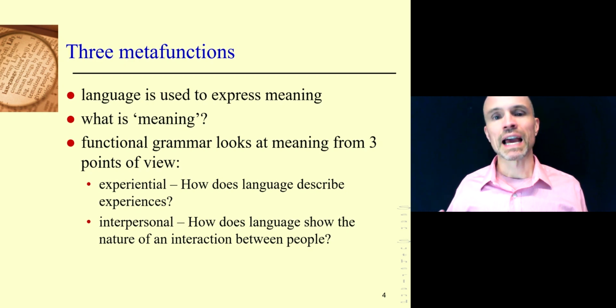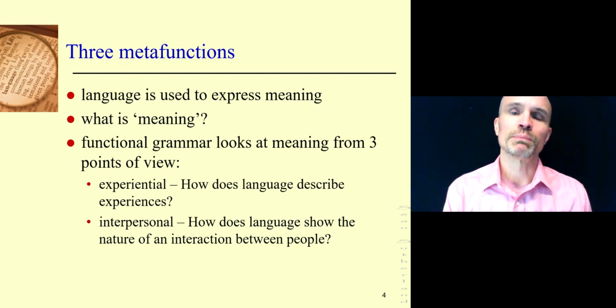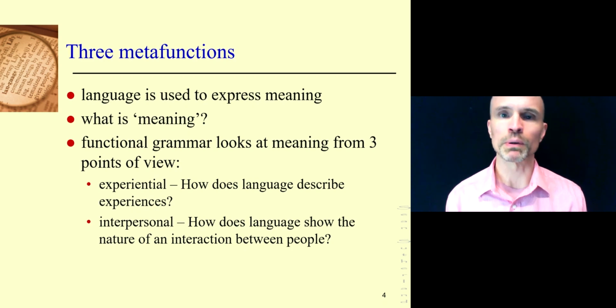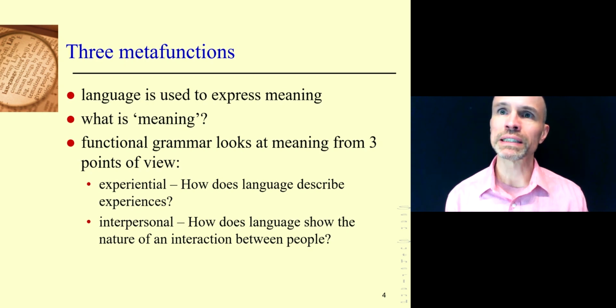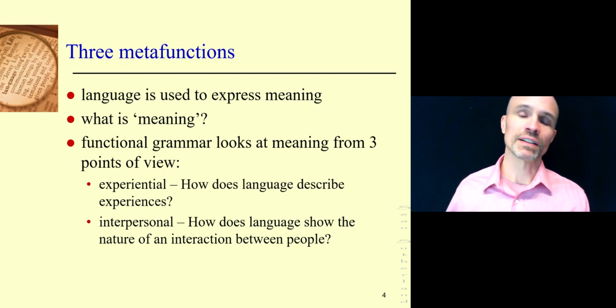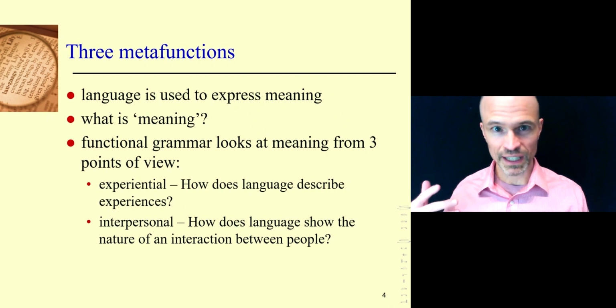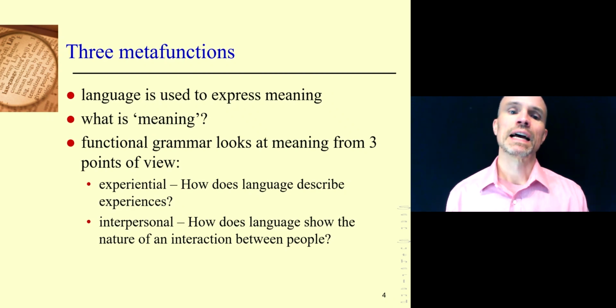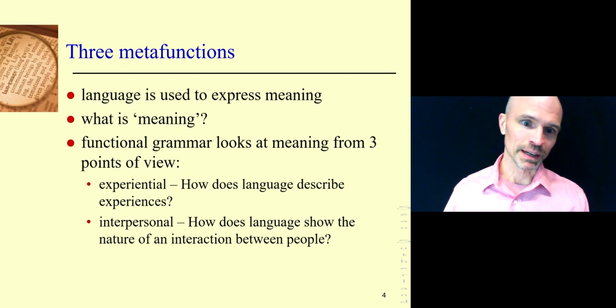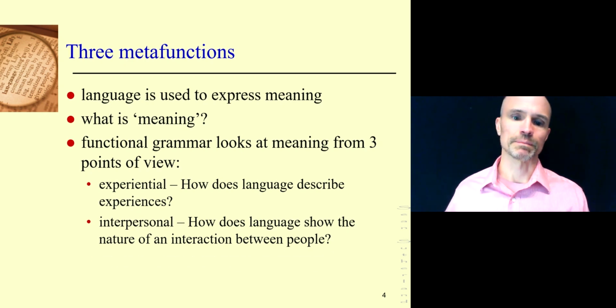Language is used interpersonally. We use language between people. We talk to people. We write for people. We listen to people. When you use language, you have to make choices to signal how you're relating to the people with whom you're talking or to whom you're writing. And so he called this the interpersonal metafunction.